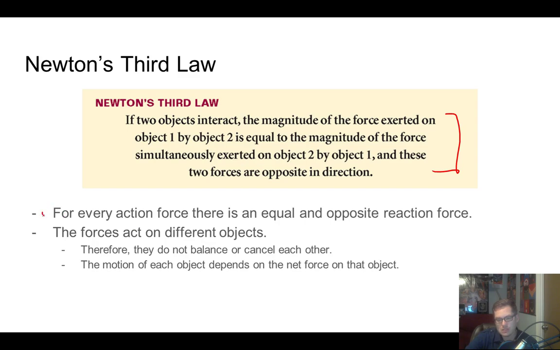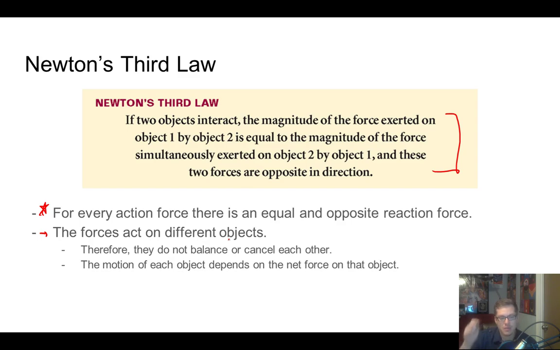So here's Newton's third law, and this is a pretty verbose way of stating it. The real trick is this part: for every action force, there is an equal and opposite reaction force. That's the kicker that you want to pay attention to. One thing to note is that the forces always act on different objects. My butt is acting on the chair, and the chair is acting on my butt.